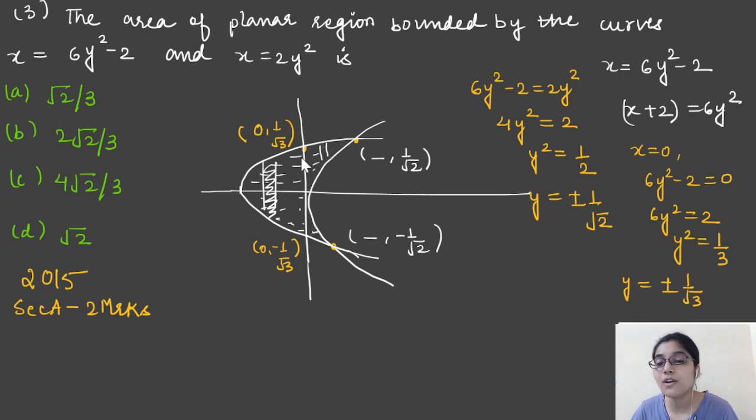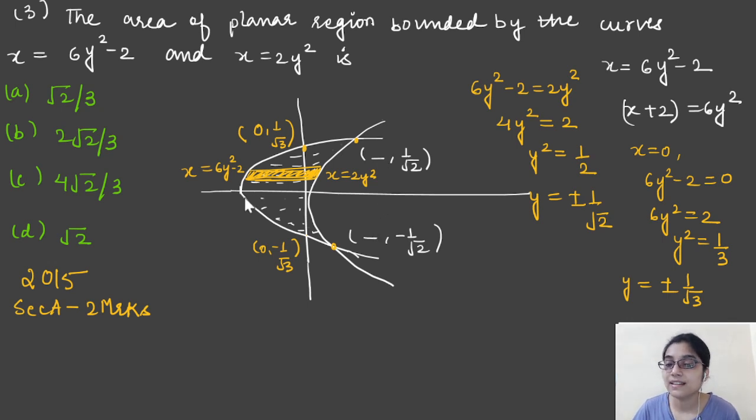So instead of doing this, I will draw a strip which is parallel to the x-axis. Now if I shift this strip anywhere in the region, you see that it is going from x equals 6y square minus 2 to x equals 2y square. And the region is not being divided into 2 or 3 parts. So it is a simple thing for me to do it with respect to x. And that is why I have not calculated x.